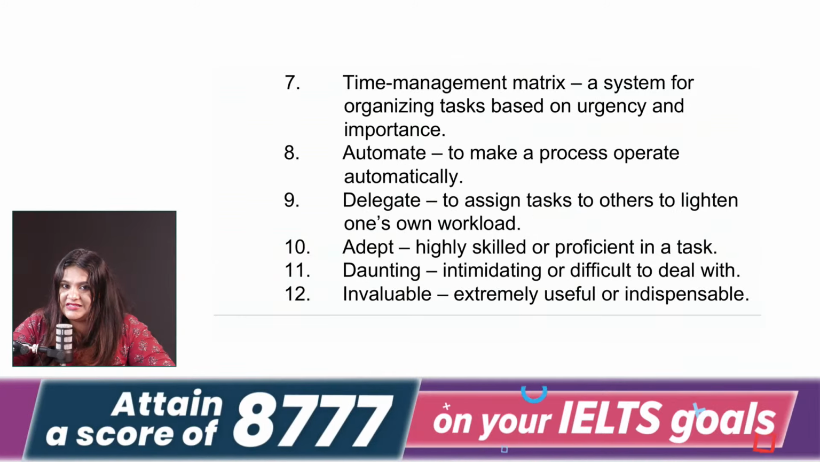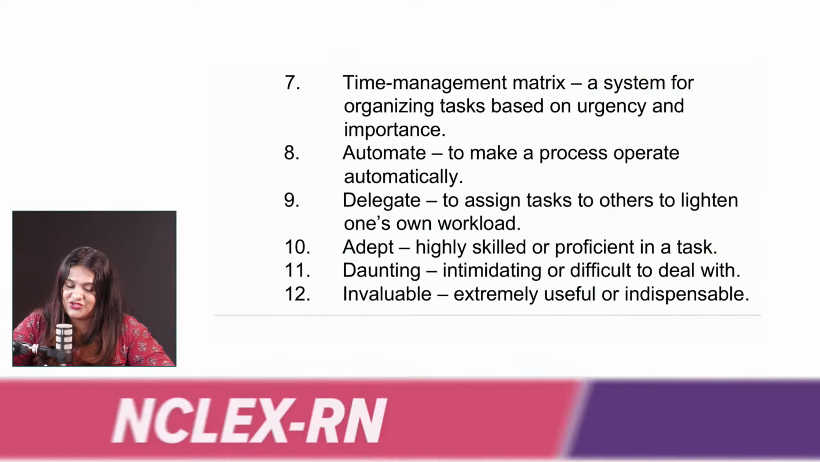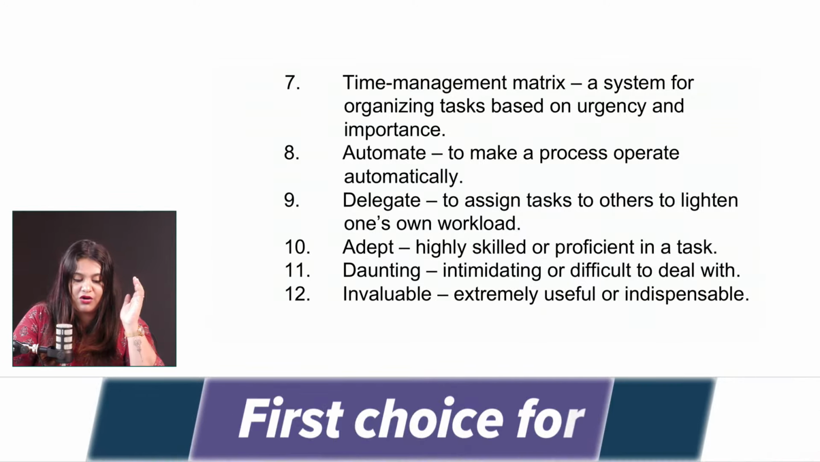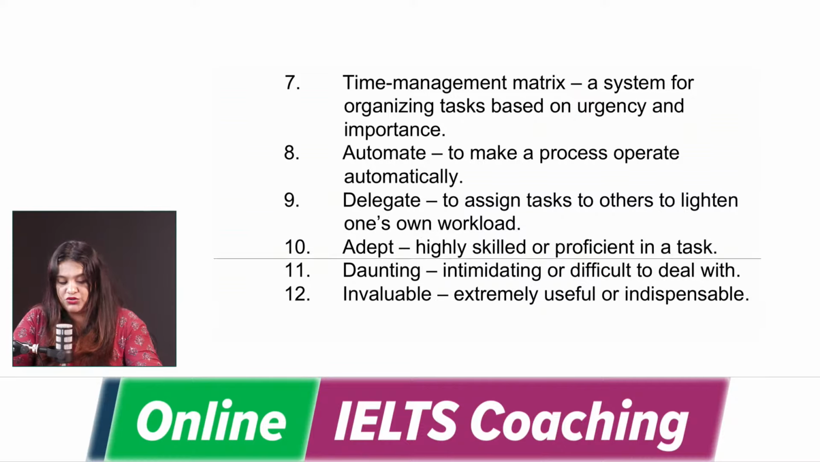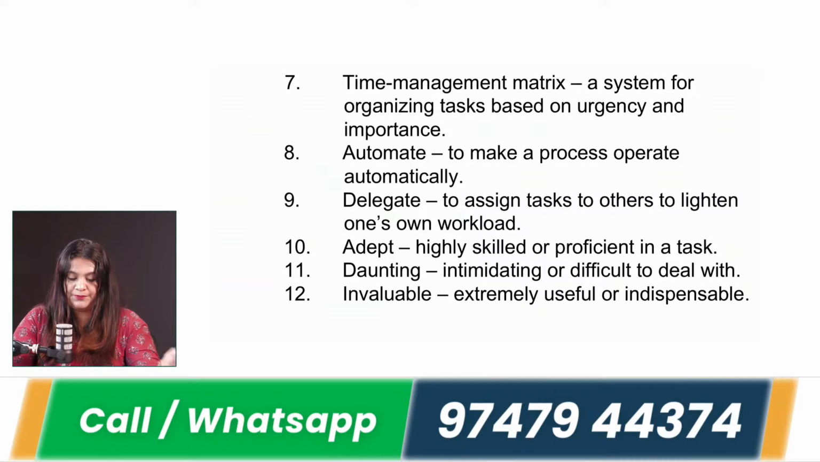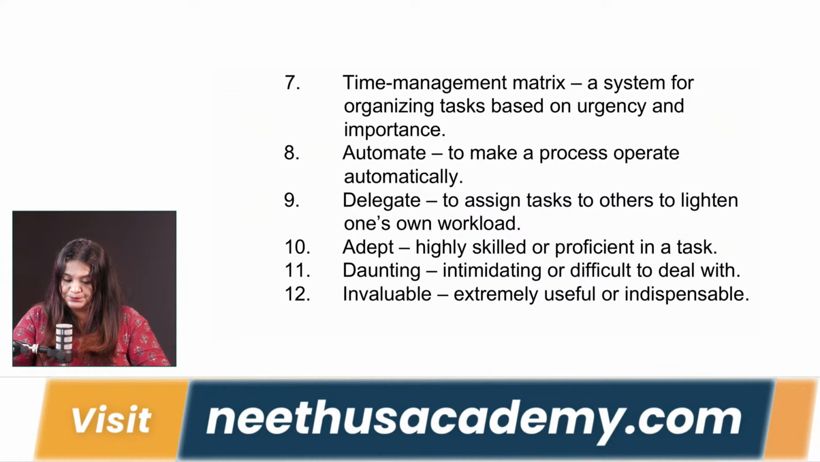The seventh one is time management metrics. I'm pretty sure you guys noted that word when I showed the sample answer. Time management metrics means a system for organizing tasks based on urgency and importance. So it's a system of organizing tasks based on urgency and importance.